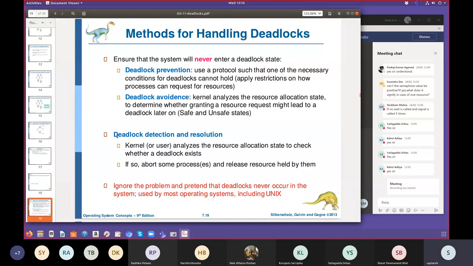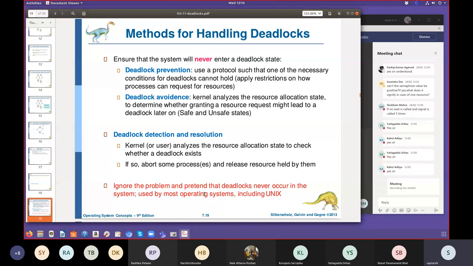The other is to even let a deadlock happen, but then detect it and do something to resolve it. This is called deadlock detection and resolution. And the final approach is to completely ignore the problem of deadlocks and pretend that it never occurs. Surprisingly, this is what is used by most operating systems, including Linux or Unix.